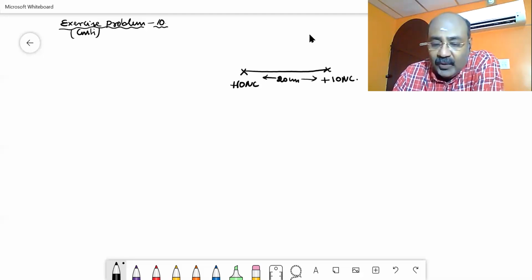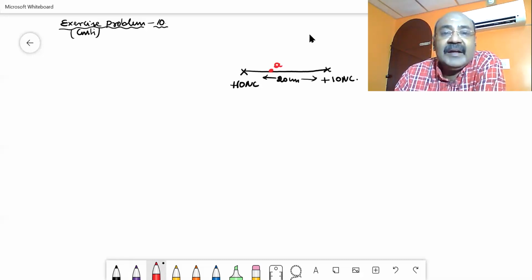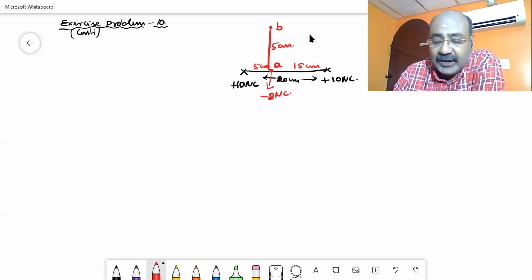Now, a point charge of minus 2 microcoulomb is moved from point A to B as shown in the figure. In the figure, they have given the point A somewhere here. So the point A is here. The point A is at a distance of 5 centimeters from one of the charges, so the remaining distance is 15 centimeters. At this point A, you have a charge of minus 2 microcoulomb, which is moved from point A to point B along the vertical direction through a distance of 5 centimeters, as given in your book.